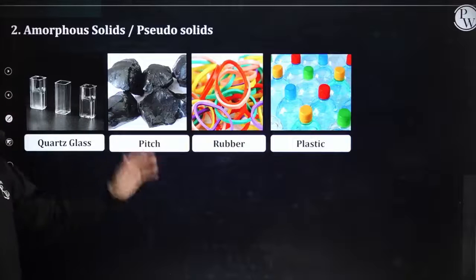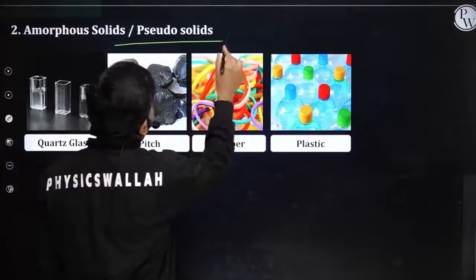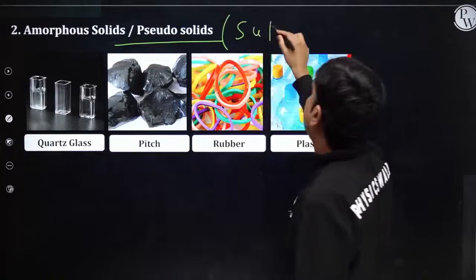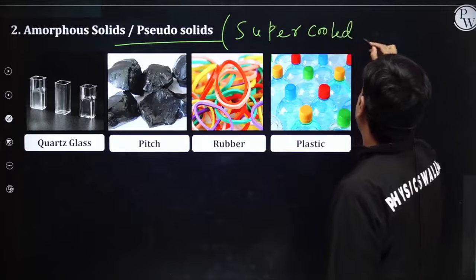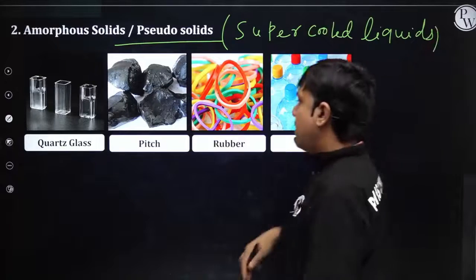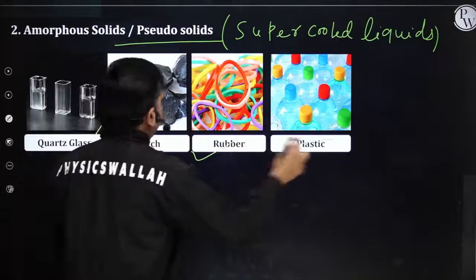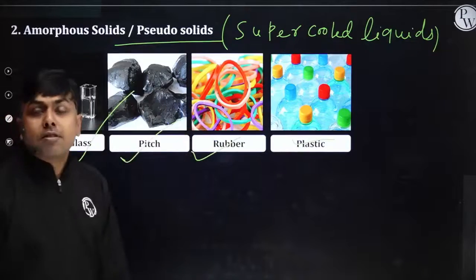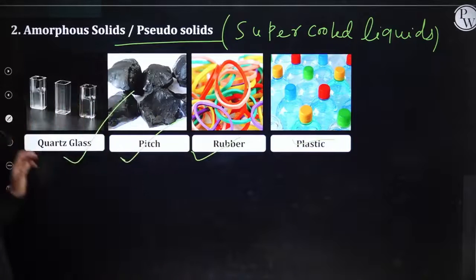If I talk about amorphous solids, these amorphous solids are referred to as pseudo solids or supercooled liquids. The examples are rubber, plastic, quartz glass, pitch. These are the examples of amorphous solids. Let's move ahead, students.